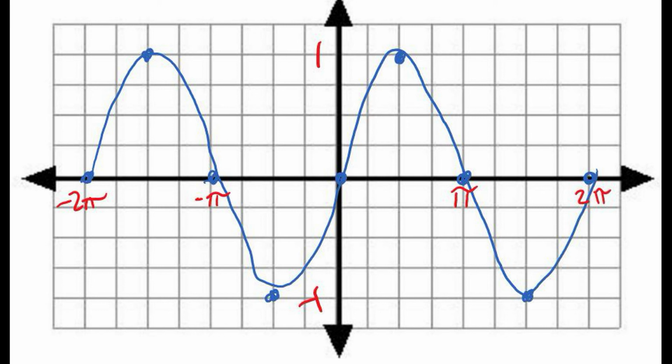And then I just connect the dots, and I get the curve on the right side. I continue this motion on the left side, so I label negative 2 pi, negative pi, put the high peak and then the low trough, and then just connect them with the line. And this is what you get.